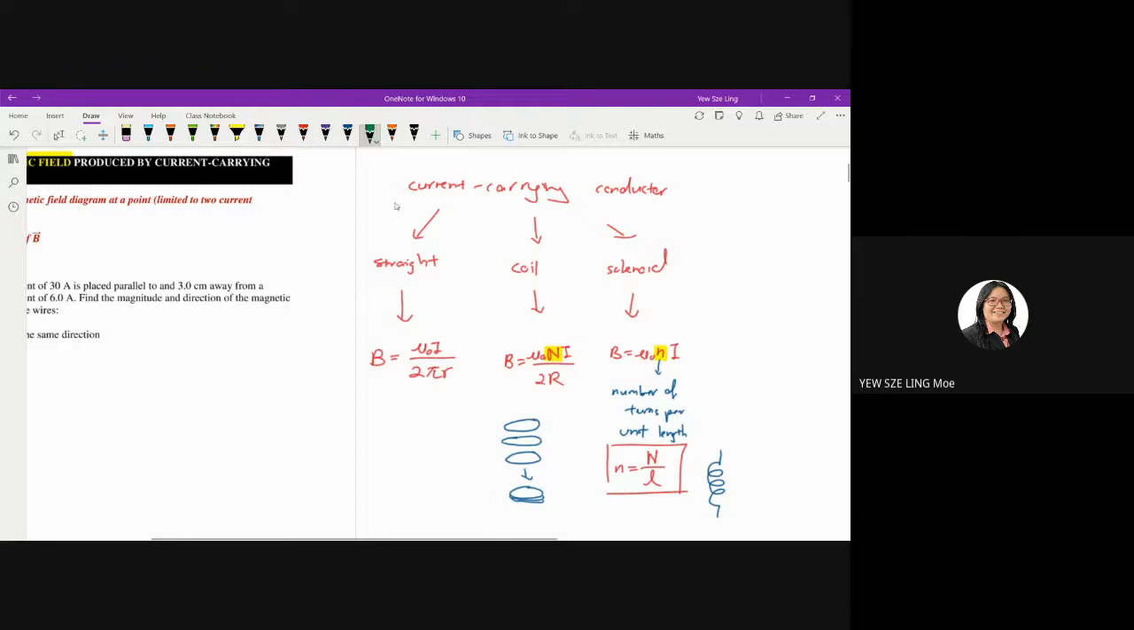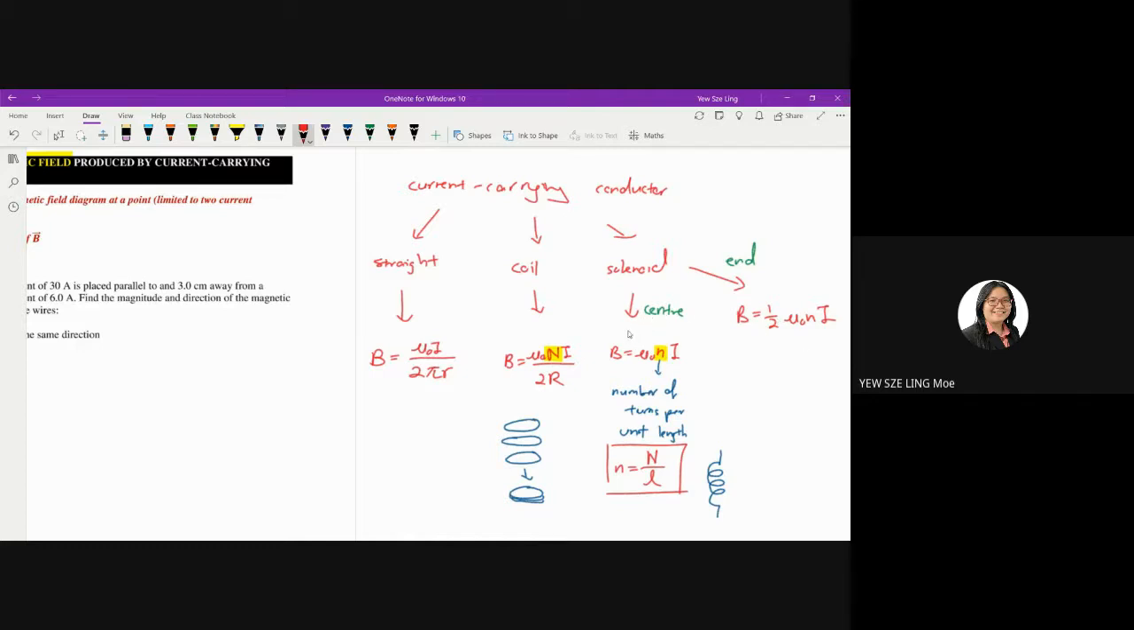Now, solenoid, there are two possible cases. The example right here, the equations right here, is for the center. Another one is at the end of the solenoid, where B is just going to be equal to half of the magnetic field strength at the center. So you just divide by 2. So this is at the end of the solenoid. This is at the center of the solenoid.